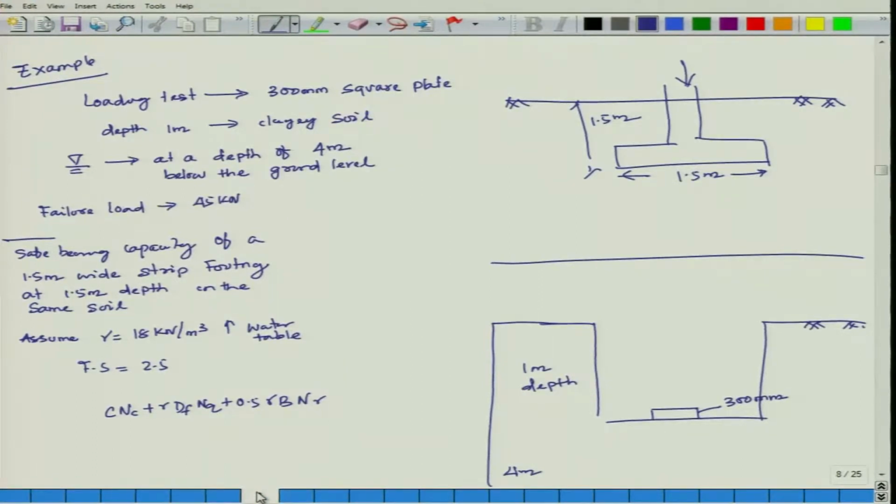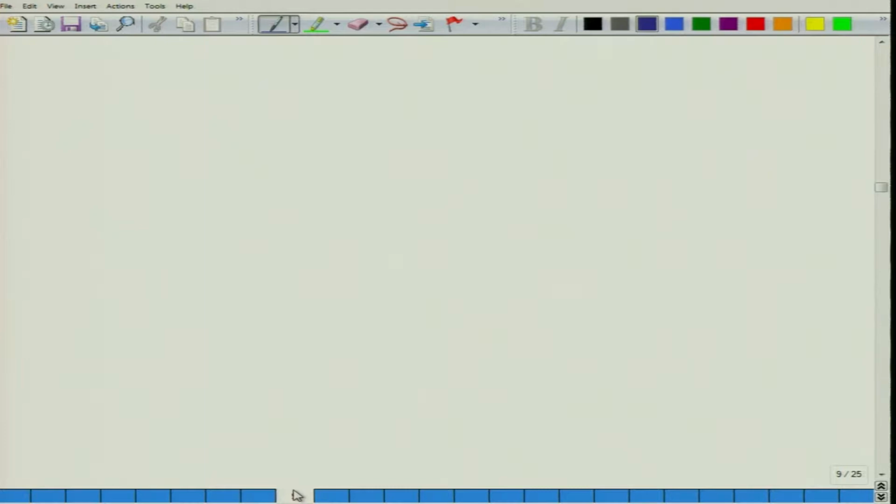So, what will happen? The plate size is 300 mm. If I take 4 times, 4 into 300, that is 1.2, plus 1, 2.2. The water table is located at 4 meters below your ground surface. That means the water table is far below the ground surface. Similarly, if I take a footing of 1.5, 2B to 4B, it is also considered that there is no effect of the water table. So, 1.5 into 2 is 3 meters, 1.5 into 4 is 4.5, that would be fine. So, the effect of the water table on the plate load test is negligible. It does not affect.